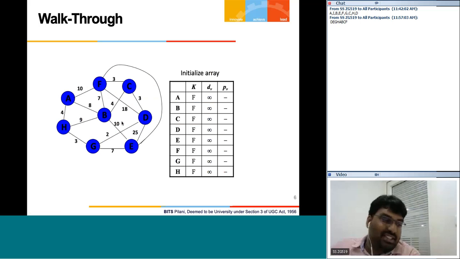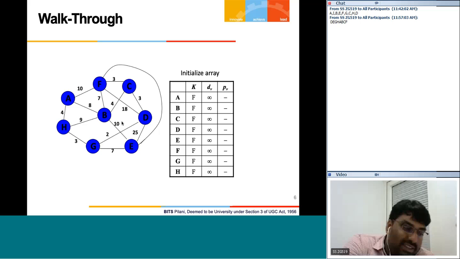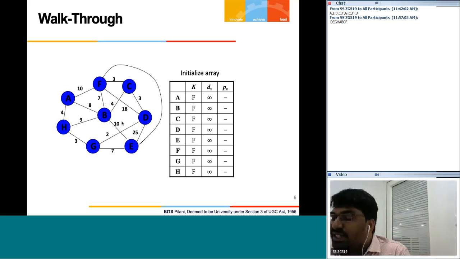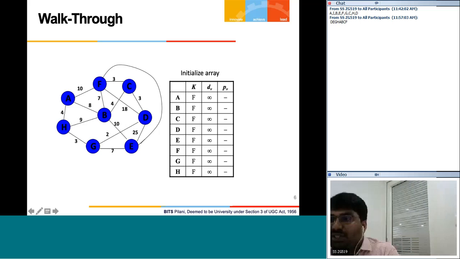K stands for whether you have visited that vertex or not. The F, it means that none of the nodes have been visited. The DV stands for the distance of the node to its adjacent node. Okay, and next, I have something called PV, which stands for the parent of the vertices. Understood the three definitions: K, DV, PV?